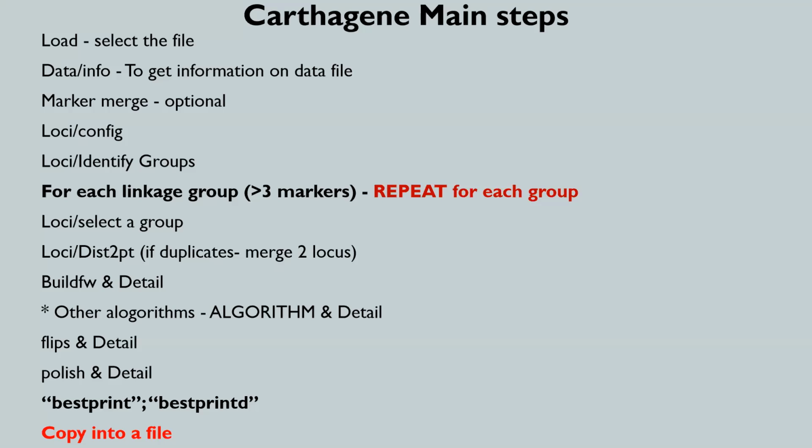But if you remove those co-segregating or common markers, which we do using marker merge, say we have 100 co-segregating markers, then we're only working with 900 markers at that point. So we're reducing the computational load, the performance necessary. And we have options like loci config, where we can configure different things, and loci identify groups to identify groups.